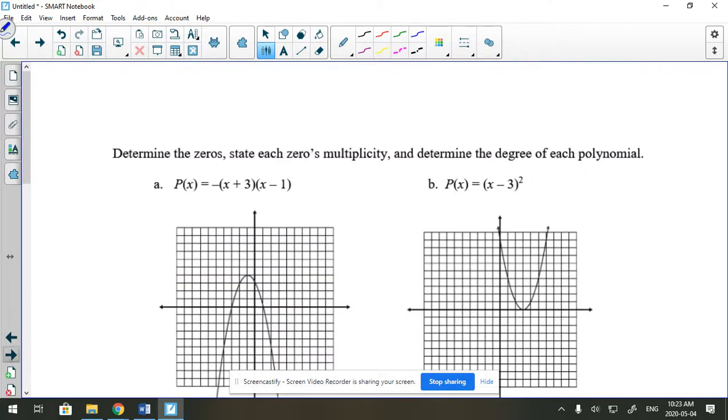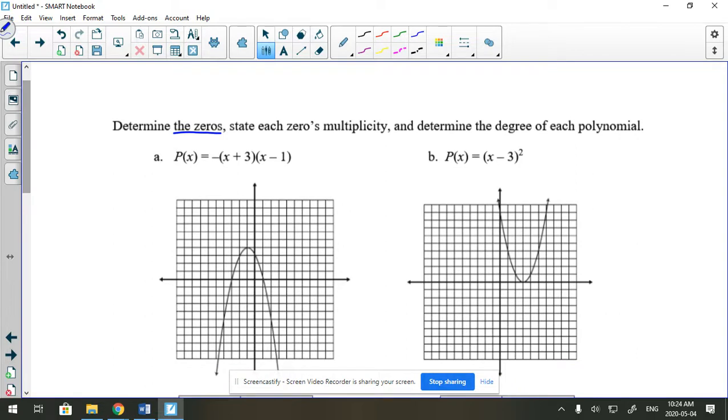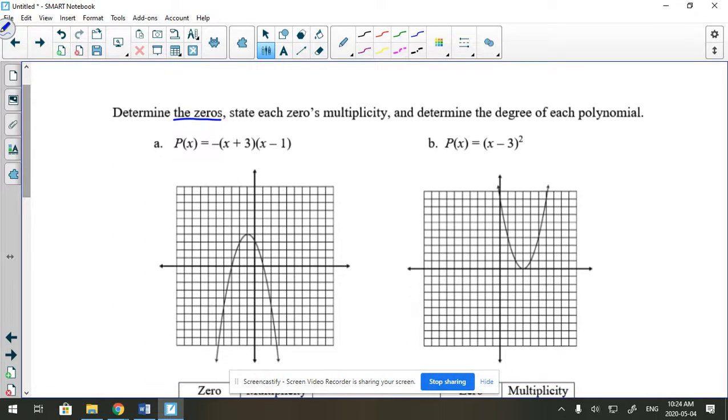So here we want to determine the zeros, state each zero's multiplicity, and then determine the degree of each polynomial. Most of the ones I give you will be factored already, so lucky for you, there's not a ton of factoring that you usually have to do. The first thing we're going to do is determine the zeros. So I'm going to do the first example here. It's already factored. If I want to determine the zeros, it means I'm setting this equal to 0 and solving it.